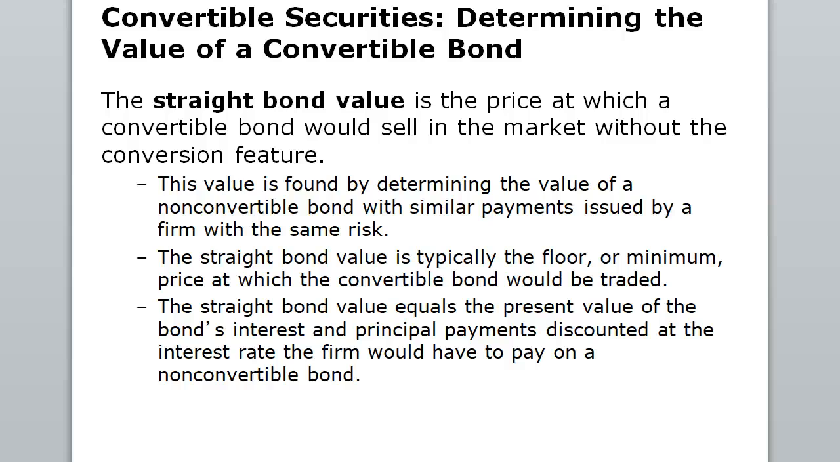The straight bond value is the present value of all of the bond's interest and principal payments discounted at the interest rate the firm would have to pay on non-convertible securities. If we look back to the chapter on bonds, we can use that same methodology for determining the value of a straight bond, or a bond without a conversion feature.